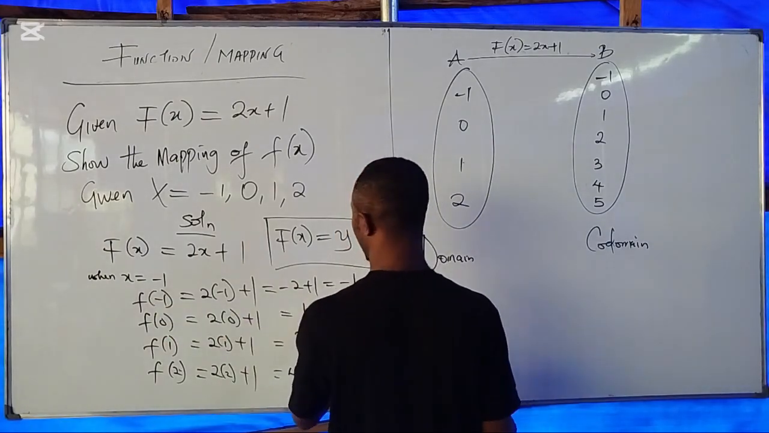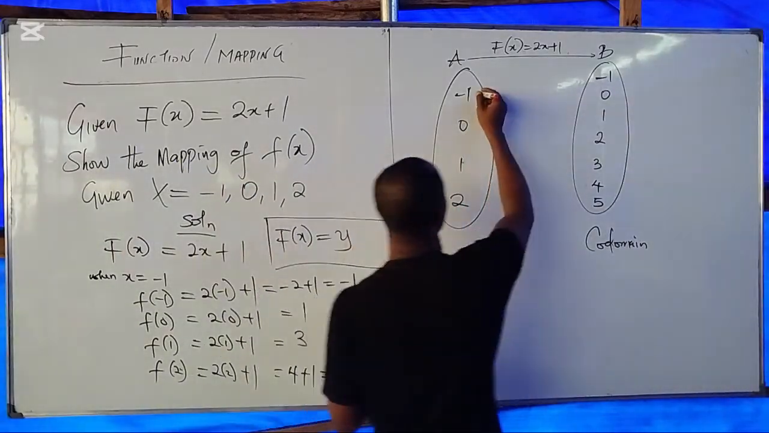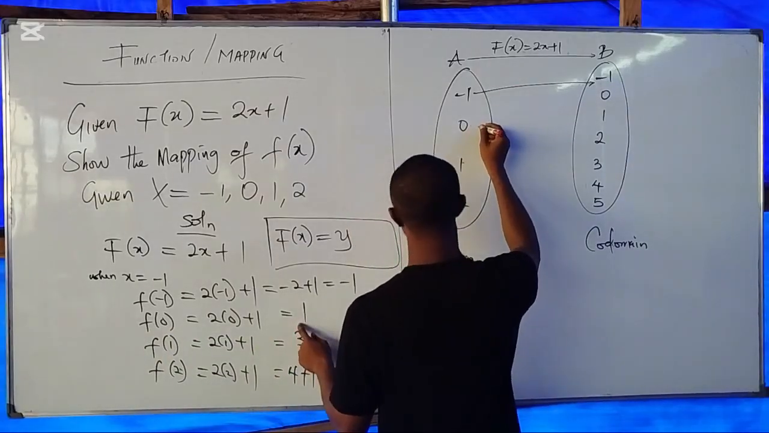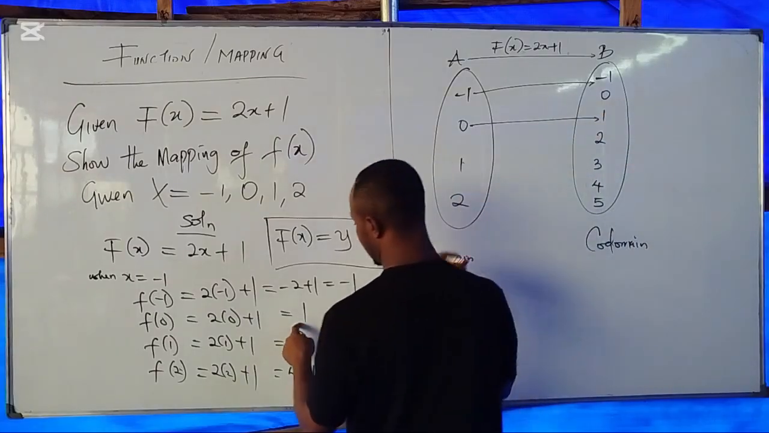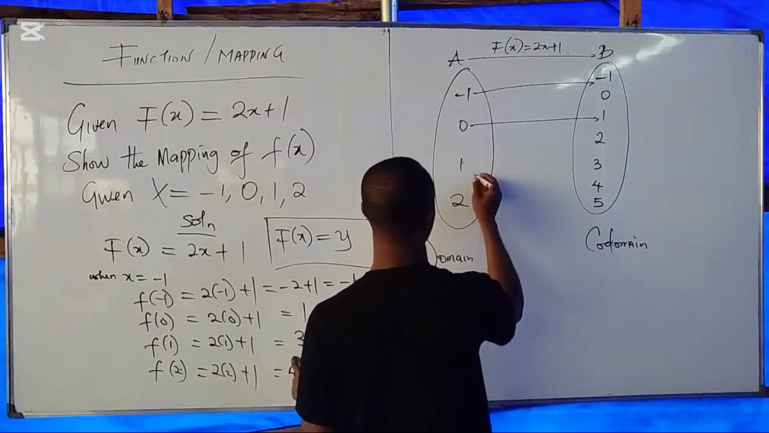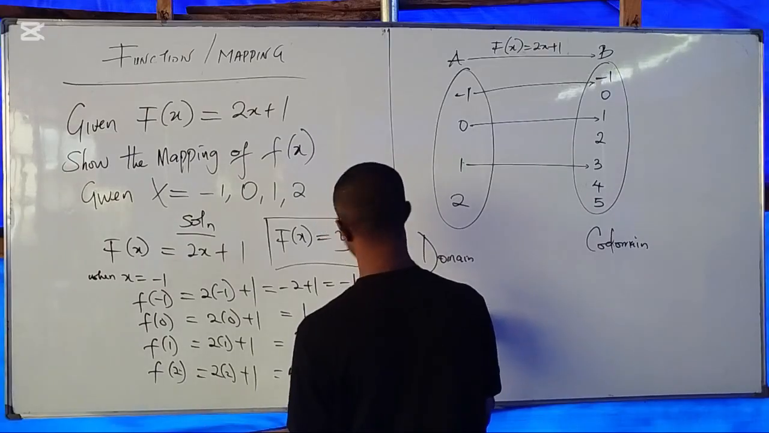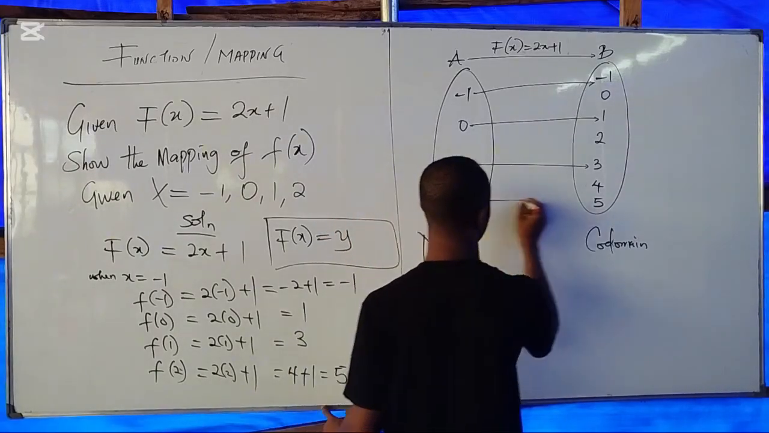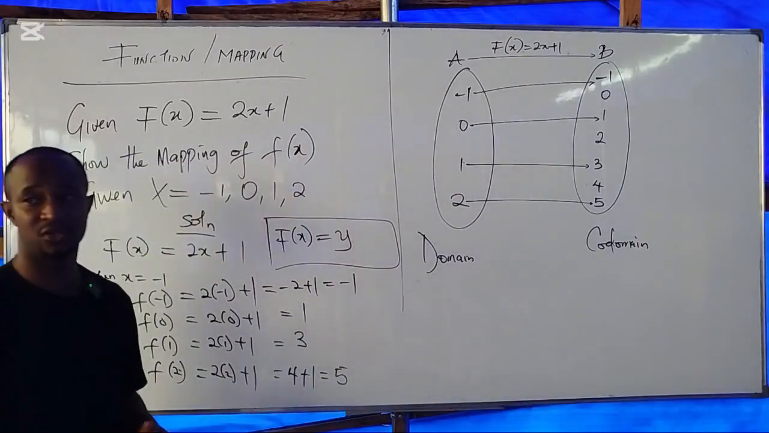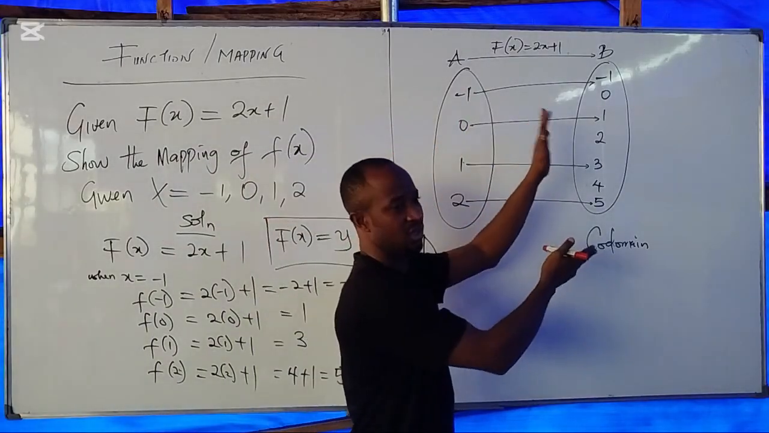When x is minus 1, we had minus 1, right? When x is 0, we had 1, right? When x is 1, we had 3, right? When x is 2, we had 5, right? Okay, so this is a good example of a one-to-one mapping function because every element in the domain has an image in the codomain.